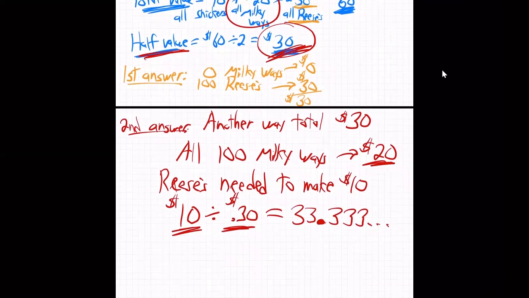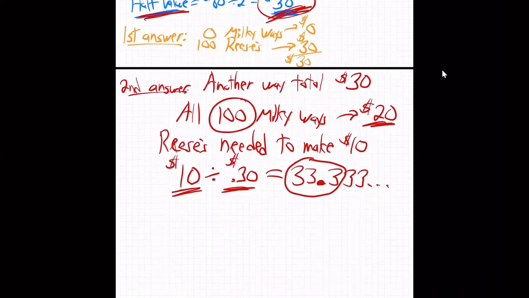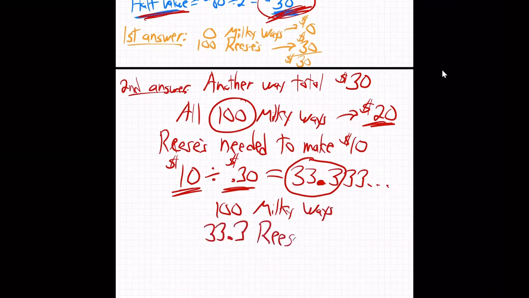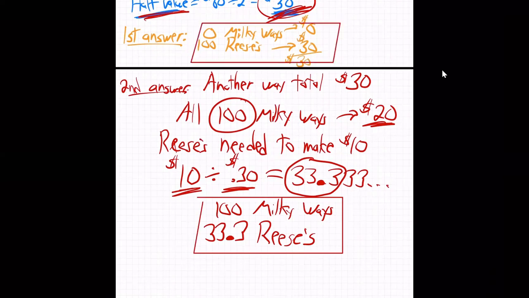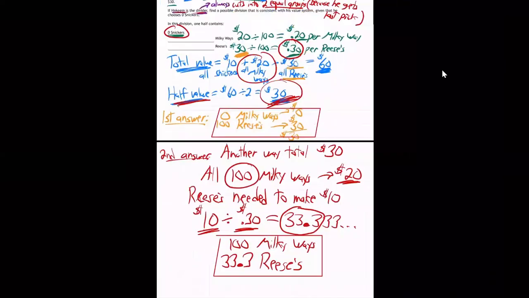If you just type in 33.3 Reese's and 100 Milky Ways, it'll give you credit for that. So 100 Milky Ways and 33.3, which means 33 whole Reese's and 0.3 of another. That's another correct answer. It will take that answer, even though it's only parts of Reese's, because that'll also total $30. So see, we have two possible answers.